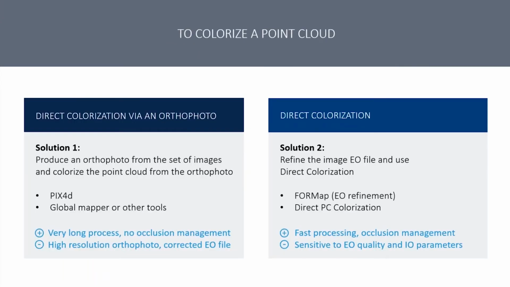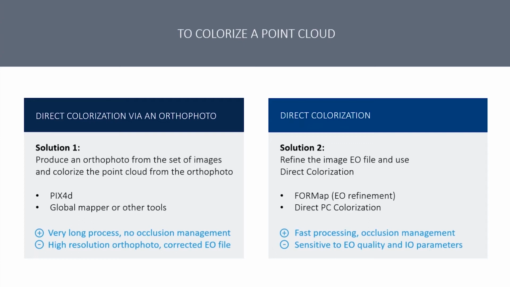If we take a look at how the process looks, as you see in this slide, to the left we have the indirect colorization, where we produce an orthophoto from the set of images and colorize the point cloud from this orthophoto using software such as Microdrones or Global Mapper or others. Some of the disadvantages of this method are that it can be a quite long process, and as we said before, there is no occlusion management in this process. On the right side, you have a high-resolution orthophoto with a corrected value.